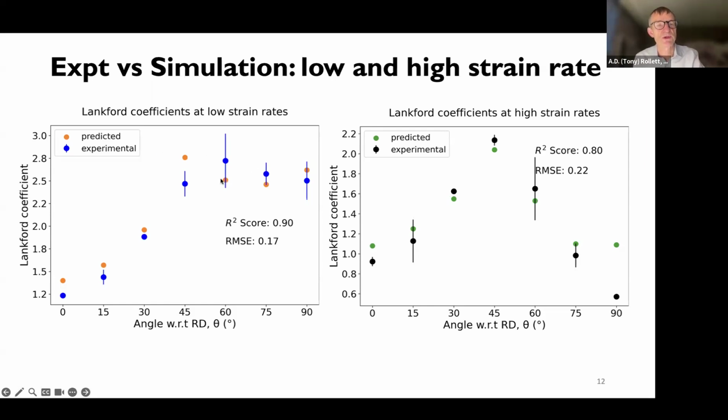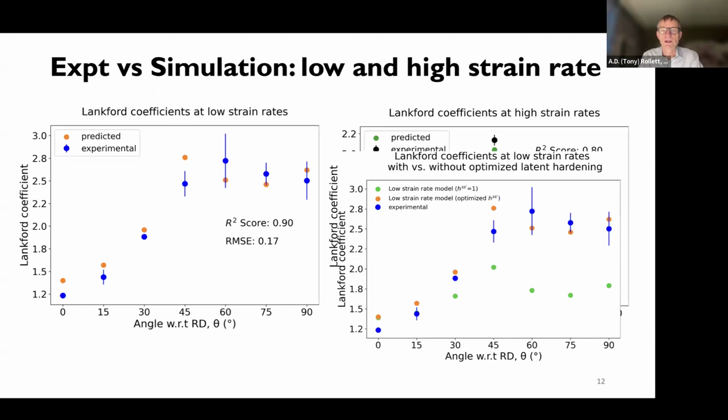So these orange colored points on the left are the results, the best results, of course, from the VPSC simulations. And the green points on the right are the best fit that we got for the high strain rate. And you notice that at the high strain rate, it's pretty good, but there is still a significant deviation for 90 degrees. So at this point in time, we don't pretend to understand that or have a good explanation for it, but the general fit is quite good.